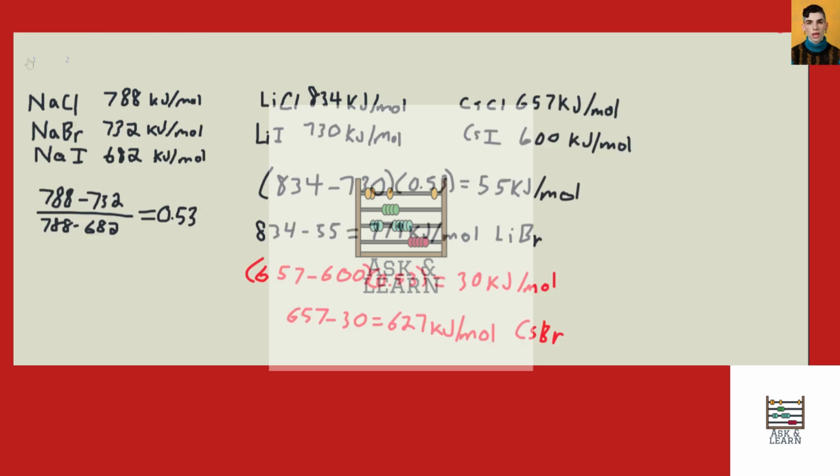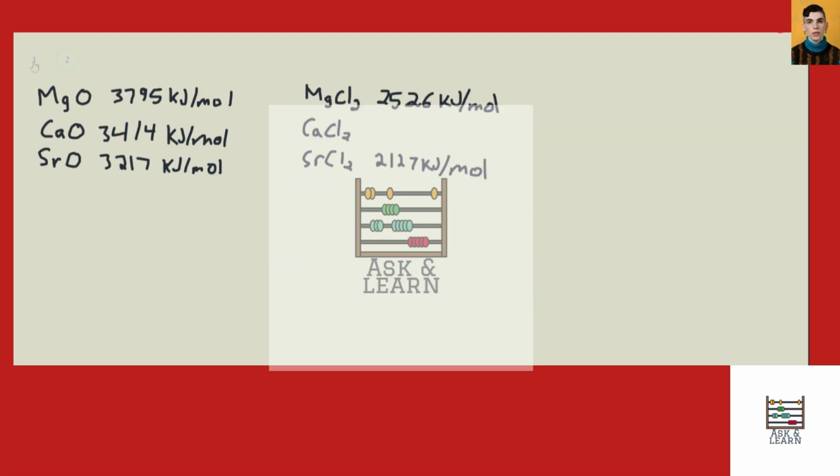So then we're going to do the same thing we did here. We're going to subtract magnesium oxide and calcium oxide and divide it by the difference between magnesium oxide and strontium oxide. 3795 minus 3414 divided by 3795 minus 3217 is going to equal 0.66.